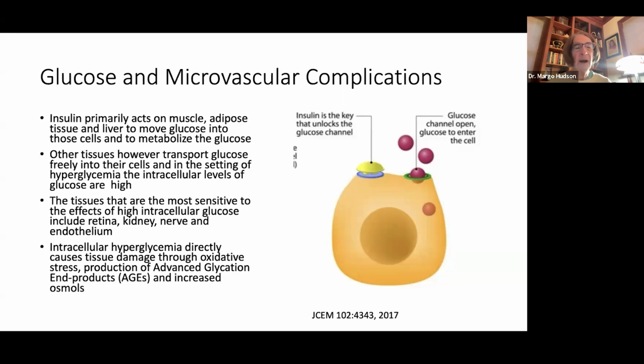And so in the setting of high glucose levels, their cells are exposed to very high levels of intracellular glucose because they can just freely transport the glucose in. The tissues that seem most sensitive to the effects of high intracellular glucose include retina, kidney, nerve, and endothelium. And we think that the hyperglycemia directly causes tissue damage through oxidative stress, production of something called advanced glycation end products, and increased osmoles in the cells.